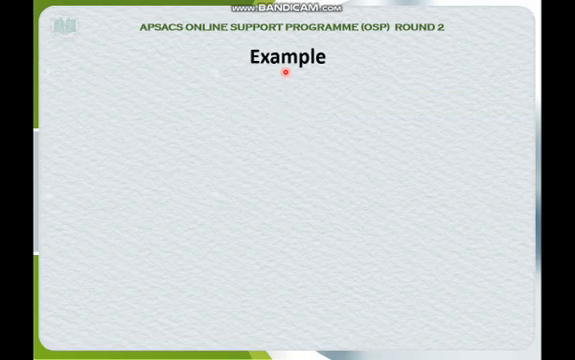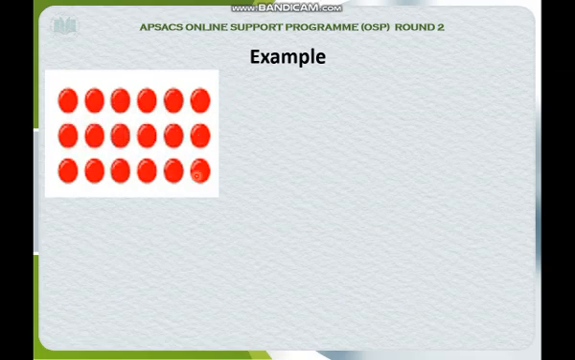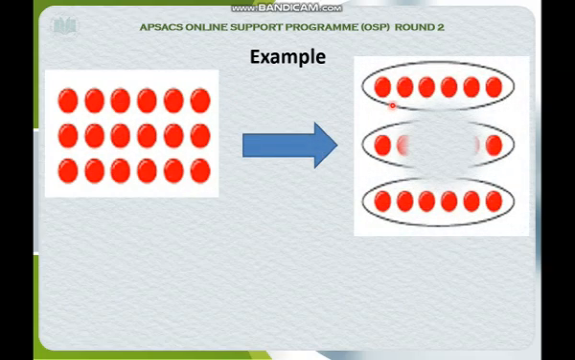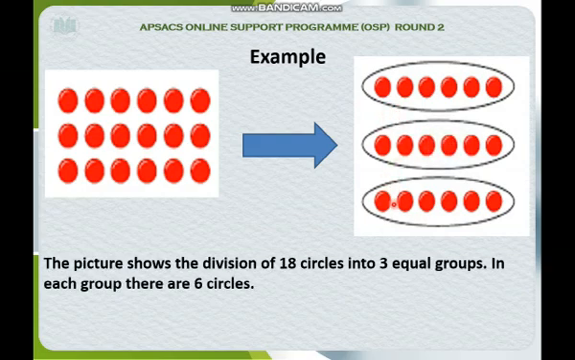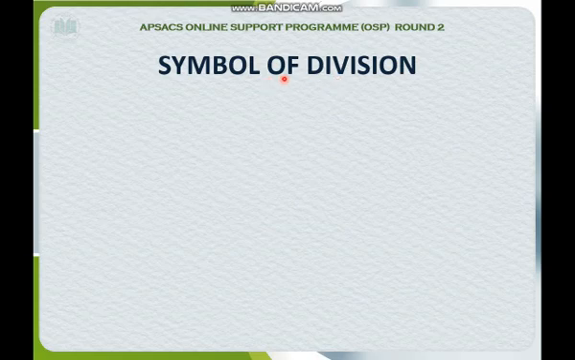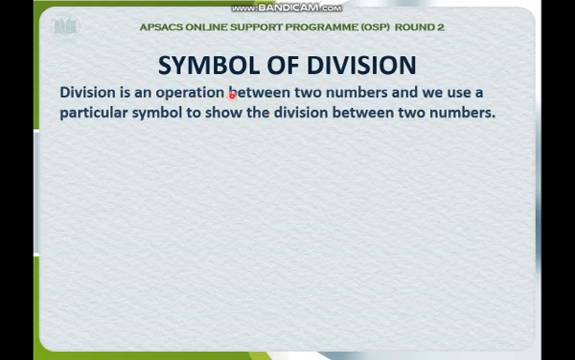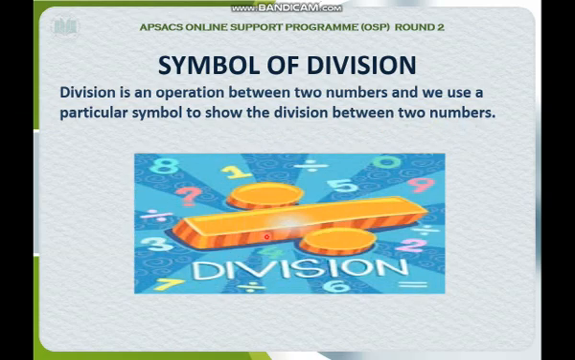Now students, I have another example for you. Here I have 18 circles and I have to divide these circles into 3 groups. So in each group I get 6 circles. So there are 3 equal groups of 6. Do you know, students, the symbol of division? Obviously yes. Division is an operation between two numbers and we use a particular symbol to show the division between two numbers. So here is the sign of division.